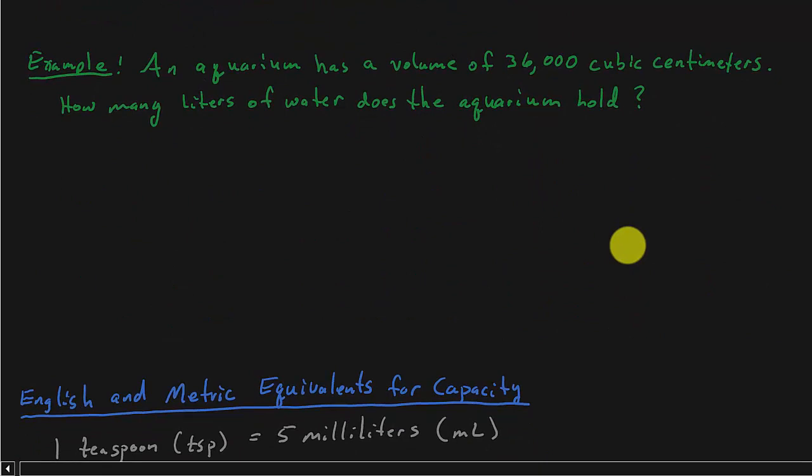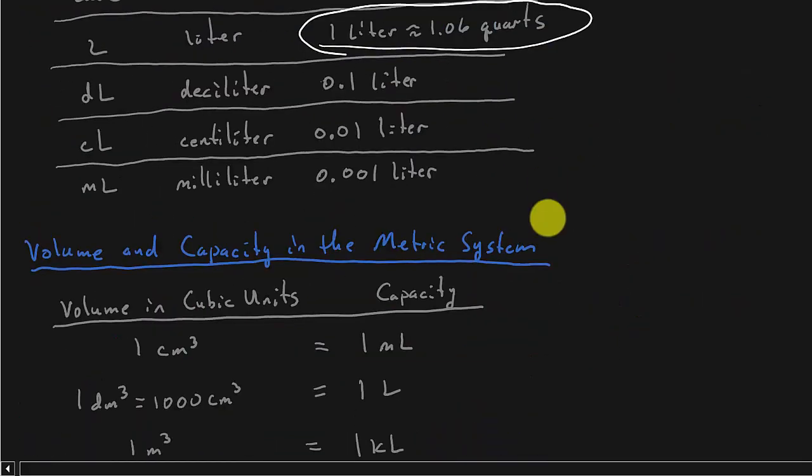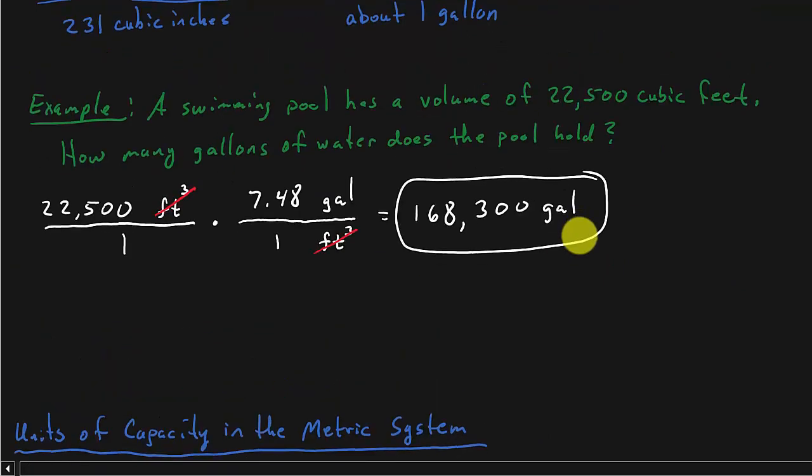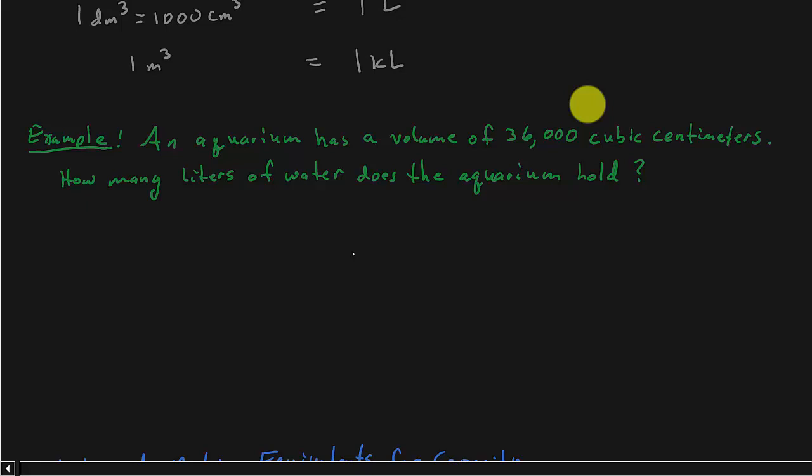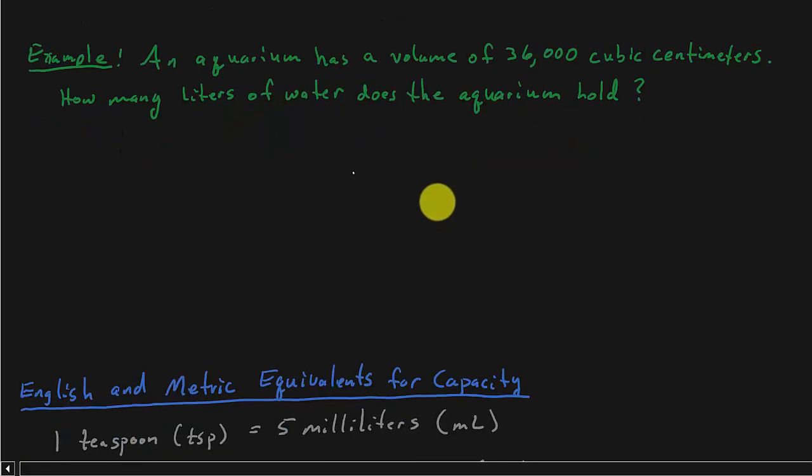So let's look at this next example here. We've got an aquarium has a volume of 36,000 cubic centimeters. How many liters of water does the aquarium hold? So look, this right here is like the one we just did. What's the difference? Well, we went from cubic feet to gallons. Now we're just going from cubic centimeters to liters. Okay, it's going to be the same thing. So let's write it out.